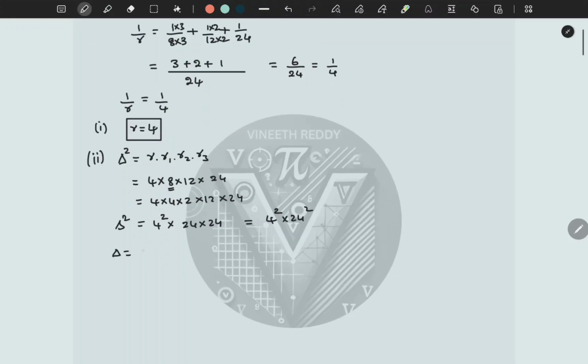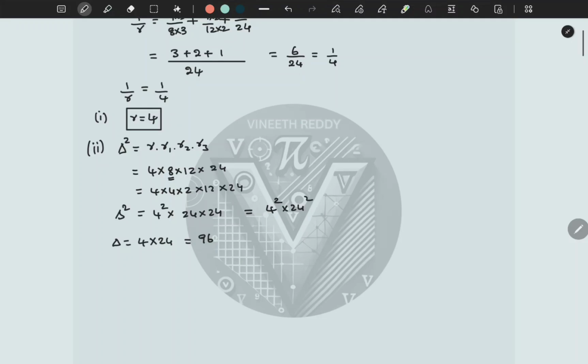This is delta square. So delta should be, if I apply square root on both sides, I'll be getting delta is equal to 4 into 24. So this should be 96. It should not be plus or minus 96. It should be 96 only, because area should be positive. So we get delta is equal to 96. So I hope you are with me, dear students.